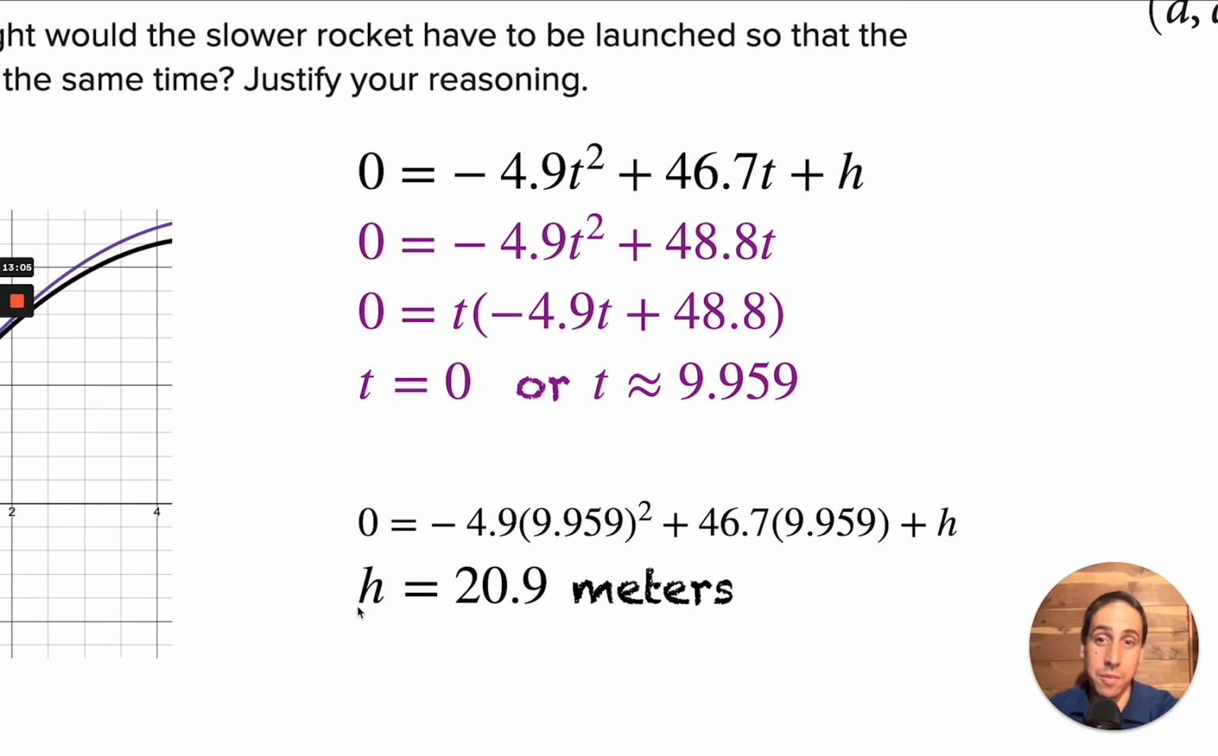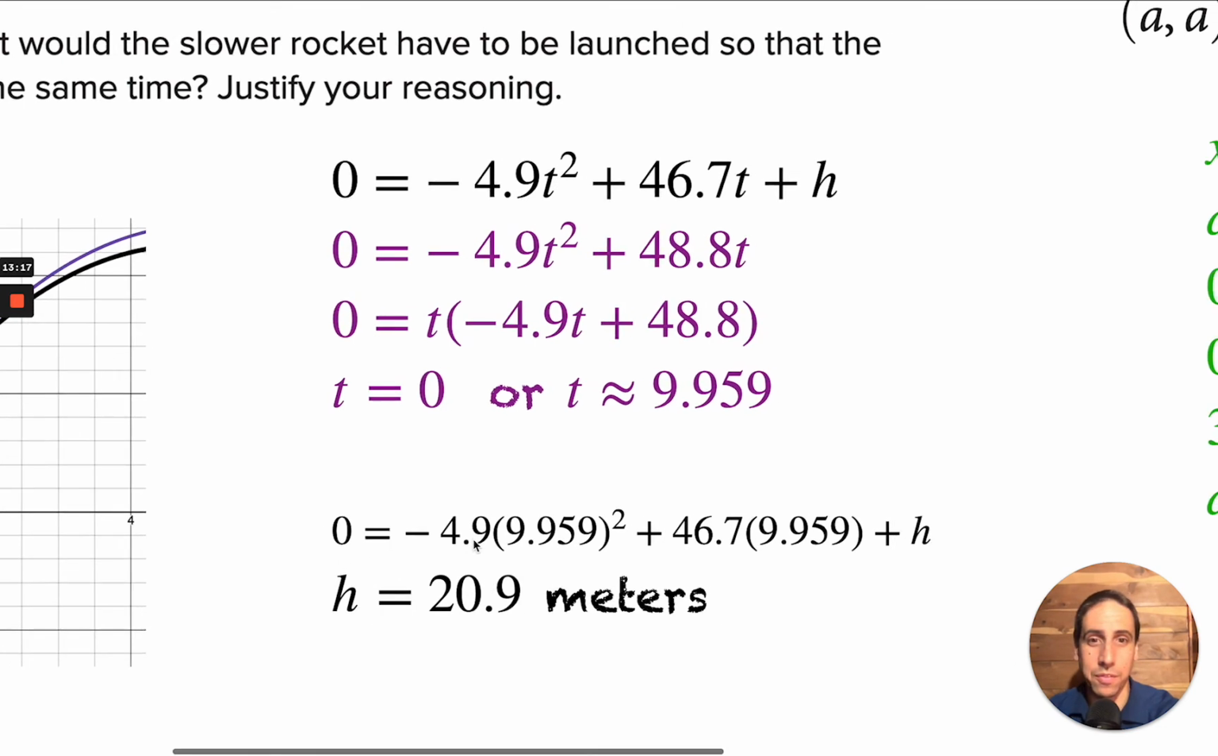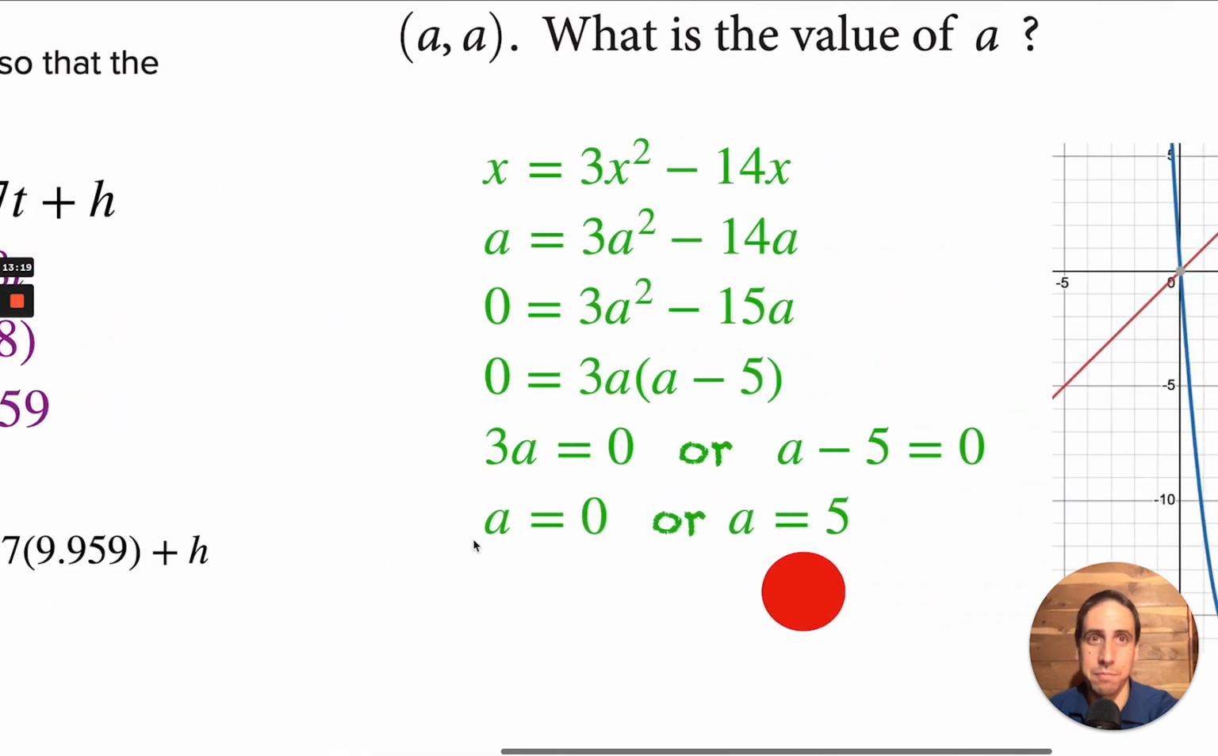So that means if you calculate all this out, then h is going to be 20.9 meters. The platform has to be 20.9 meters high in order to give it the extra head start that it would have needed in order for them to land at the same time.